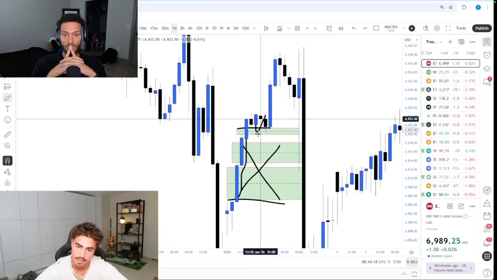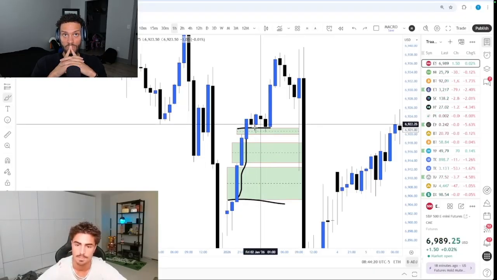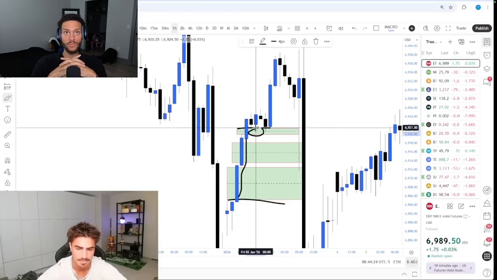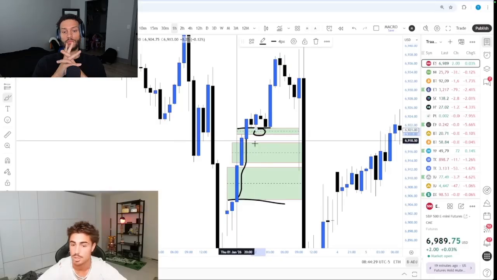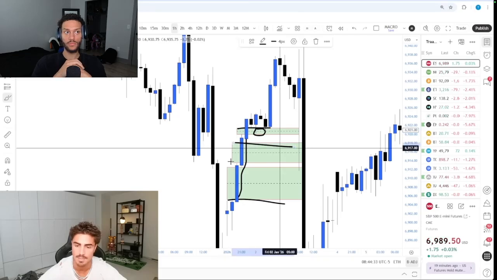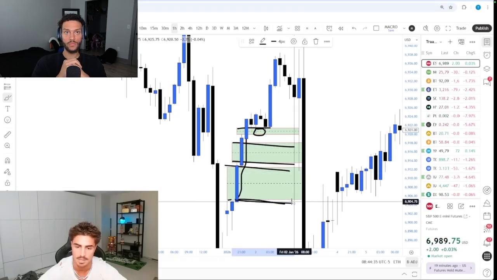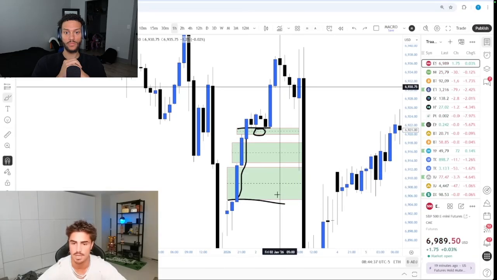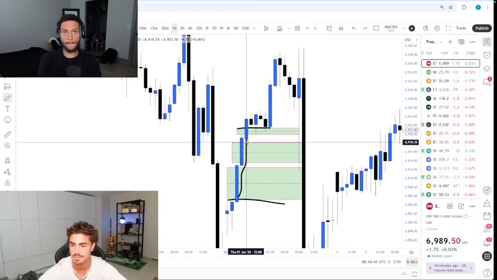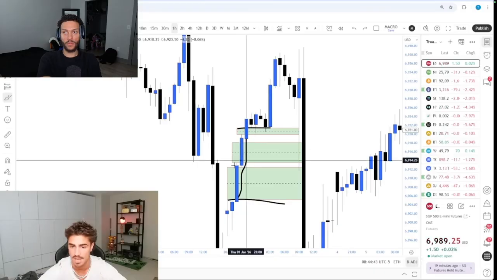Okay. Now, on the flip side, price very well didn't have to respect this top fair value gap. It could have closed underneath it. Does that mean that the trend has changed? No. Why? Because we still have this imbalance right here and we have this imbalance right here. So just because we invalidate this top fair value gap doesn't mean that price still is unable to use this fair value gap right here.